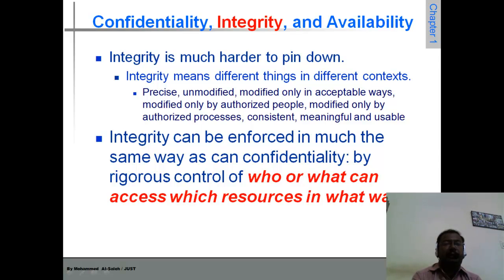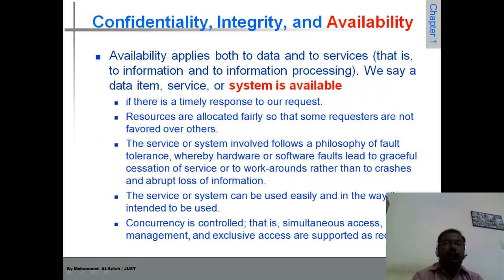So integrity can be enforced in much the same way as confidentiality by rigorous control of who or what can access its resources in what way. So you have to control who or what accesses a particular system. Next is availability. Availability applies both to data and to services, that is, to information and to information processing. We say that a data item, the service or the system is available. So availability should be ensured for the persons who are authorized.